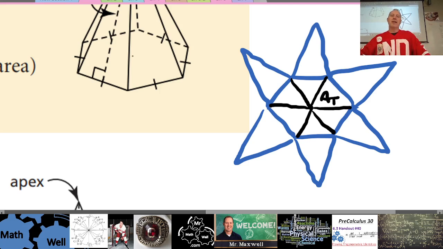If you have a figure like this, you're going to have to break this down into smaller problems, and you're going to have to find out the area of one of these triangles, like this one right here. Find the area of that one, and then multiply by 6 to get the area of the base. Then you're going to have to find the area of this triangle and multiply by 6 to find the area of the lateral sides. Add them all together, and then you're done.